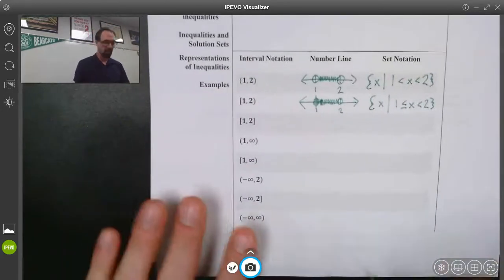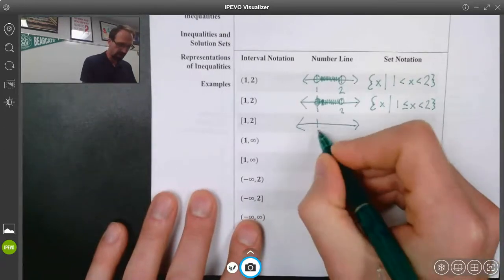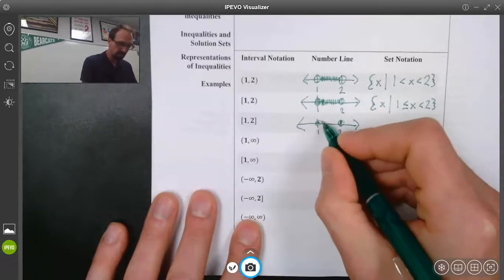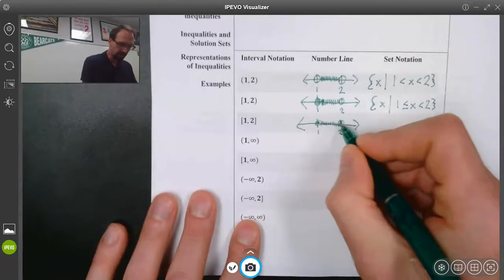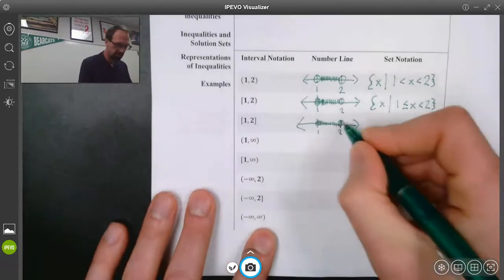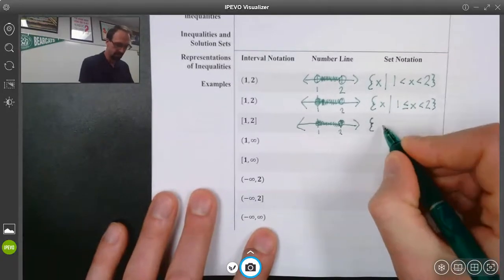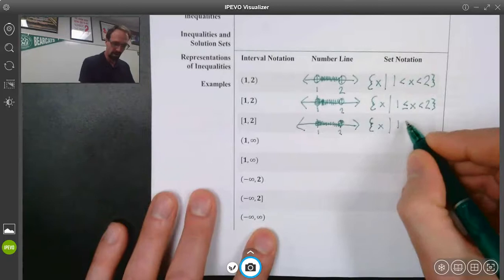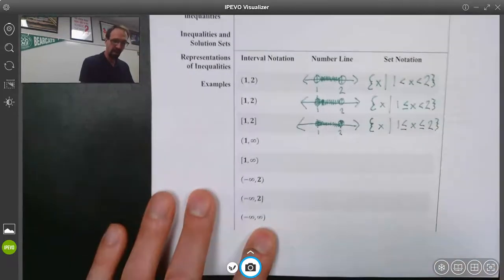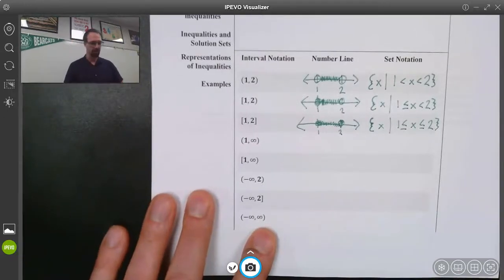For the next one, we're combining this for both values. Now 1 and 2 are included in our solution set. Writing this on our number line, we fill in both circles. And then the set of x such that 1 is less than or equal to x is less than or equal to 2, or the set of x such that x is between 1 inclusive and 2 inclusive.